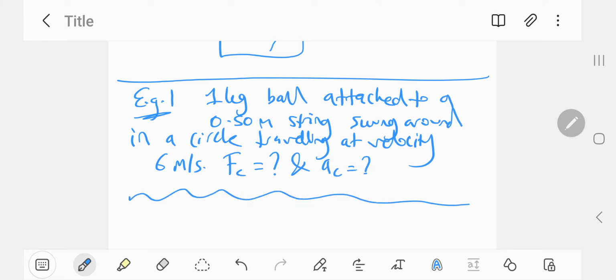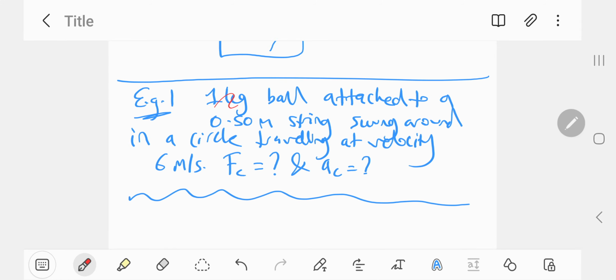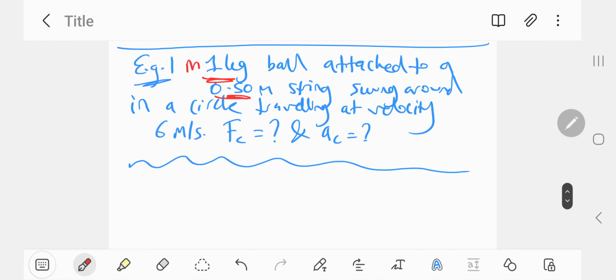So I've got to calculate these two quantities. How do we go about this? Well, the first thing we do in physics, as is the case in maths, we write down what we know first, right? So what do we know? We know what m is, the mass of the ball. We know what r is, that's half a meter. And we know what v is, 6 meters per second.